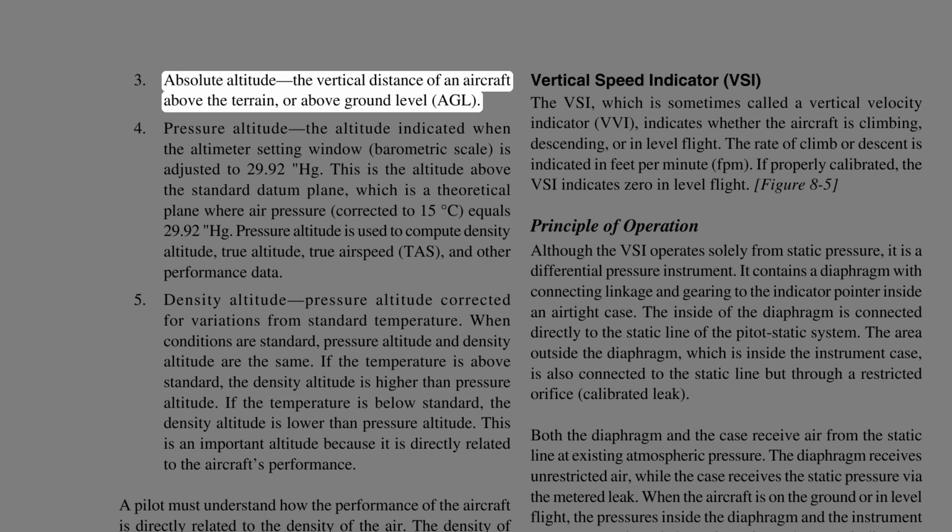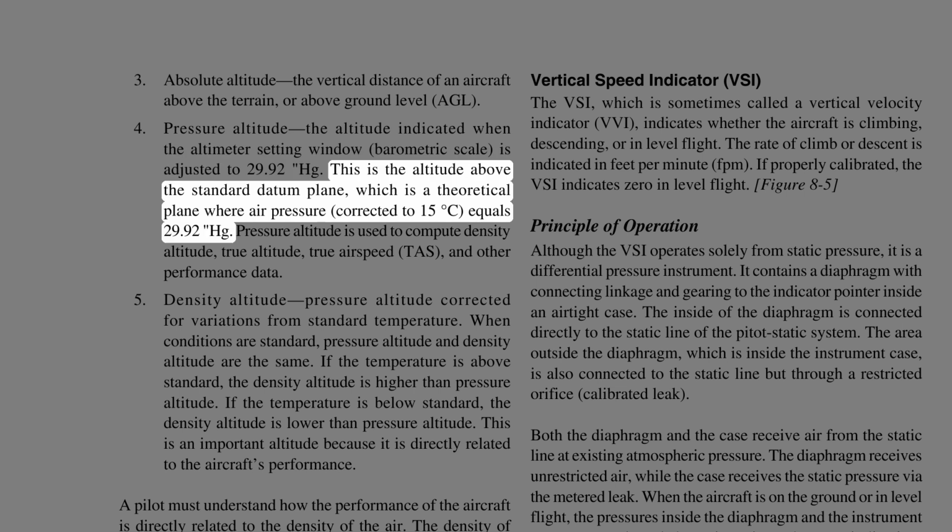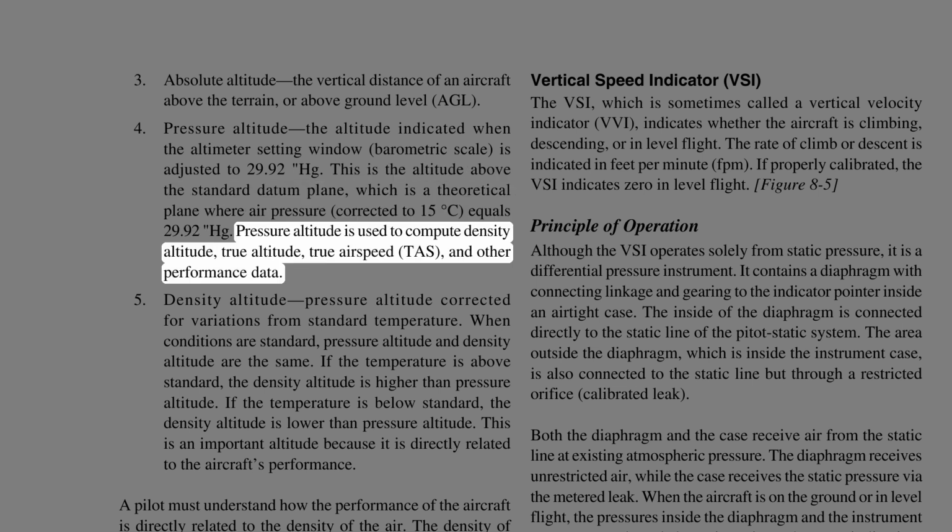Absolute altitude, the vertical distance of an aircraft above the terrain, or above ground level, AGL. Pressure altitude, the altitude indicated when the altimeter setting window, barometric scale, is adjusted to 29.92 Hg. This is the altitude above the standard datum plane, which is a theoretical plane where air pressure, corrected to 15 degrees Celsius, equals 29.92 Hg. Pressure altitude is used to compute density altitude, true airspeed, TAS, and other performance data.